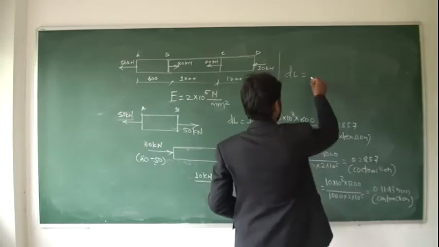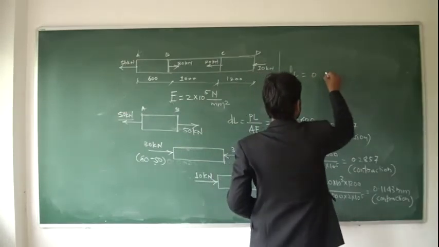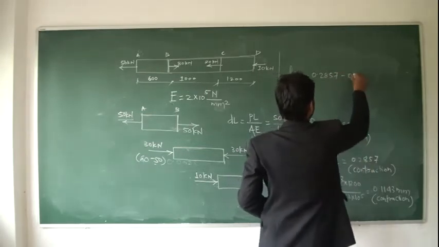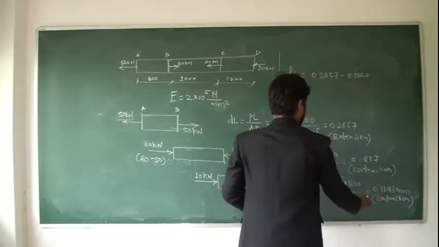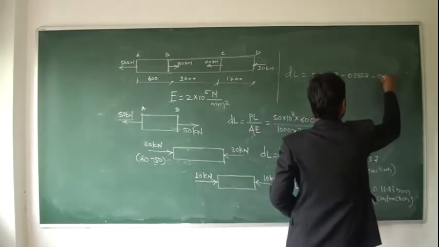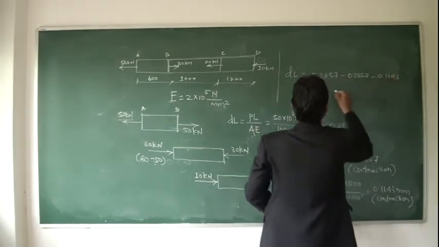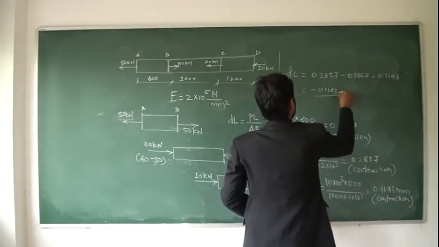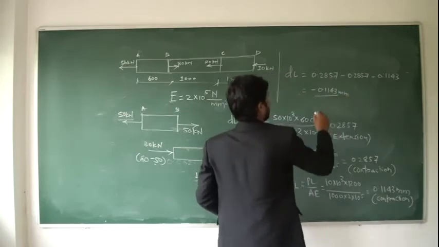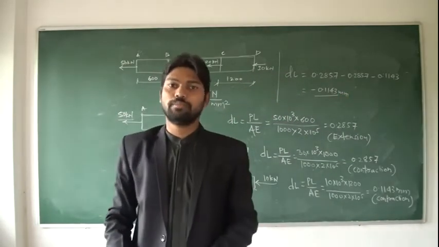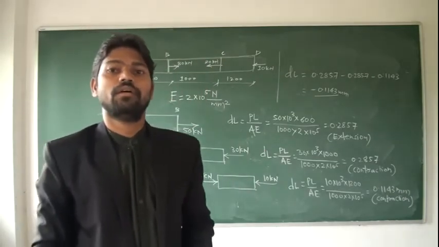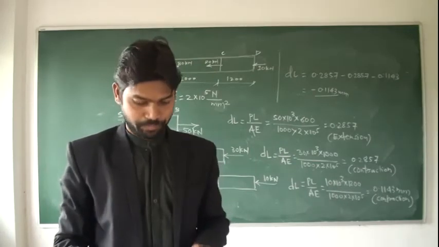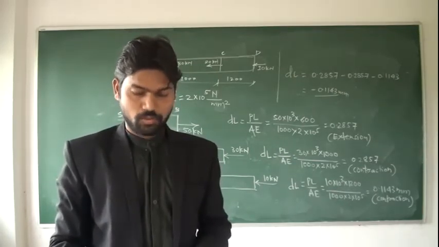So 0.2857 is tension or extension, so I will take it as positive. Then this is negative 0.2857 because this is contraction, and this is again negative 0.1143. This gives minus 0.1143. What does it mean? There is a contraction of 0.1143 mm. So your rod will decrease in length by an amount of 0.1143 mm. Okay.